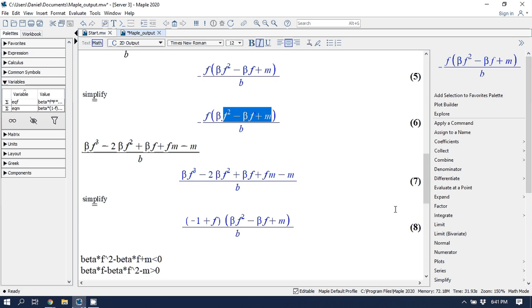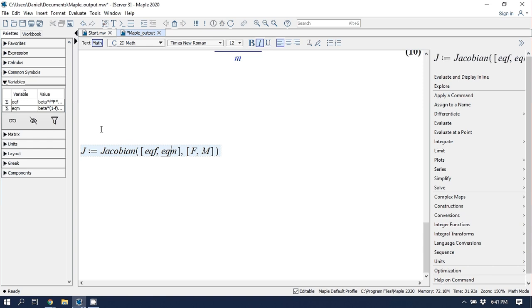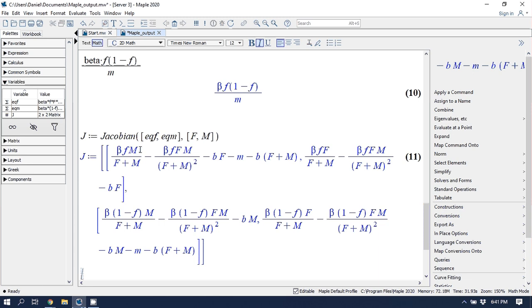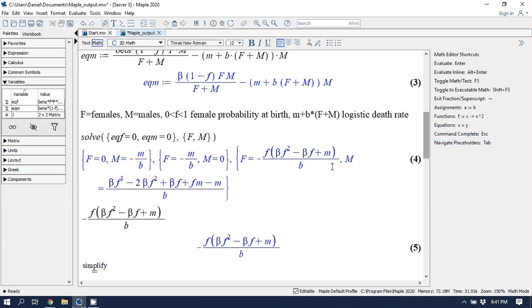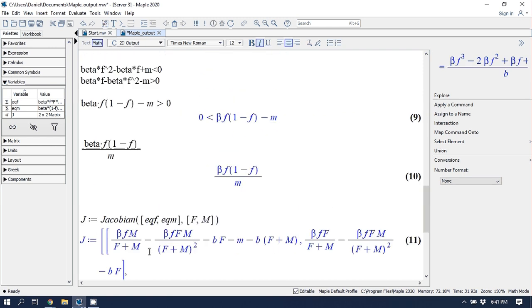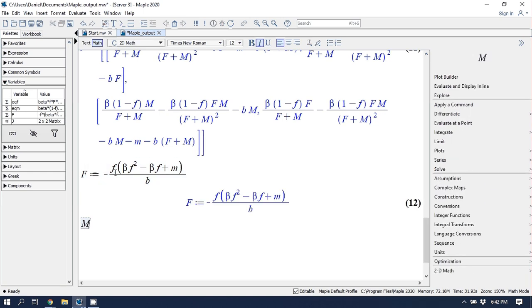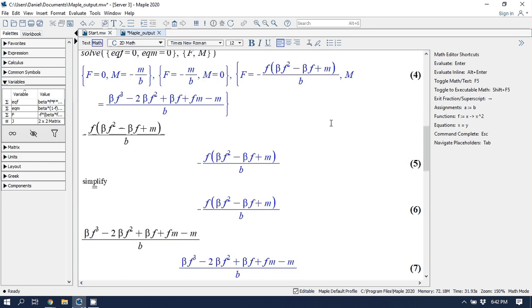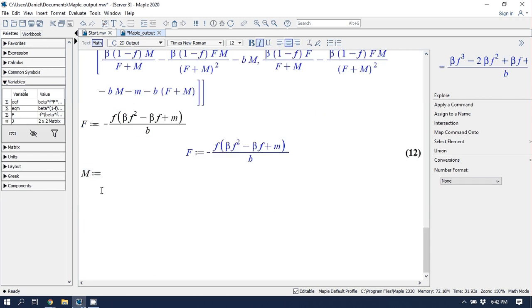And with that in mind, let's move on to the Jacobian. It's a big mess, all right? That's the Jacobian, and let's now assign the equilibrium values for both f and m. So again, I'm going to use copy and paste. Make sure you don't lose the minus. That's part of the value of f. And then I assign the corresponding value to m, going all the way up. That's the value for m.